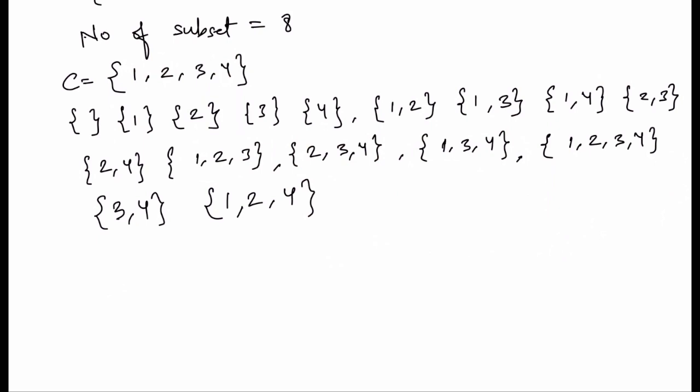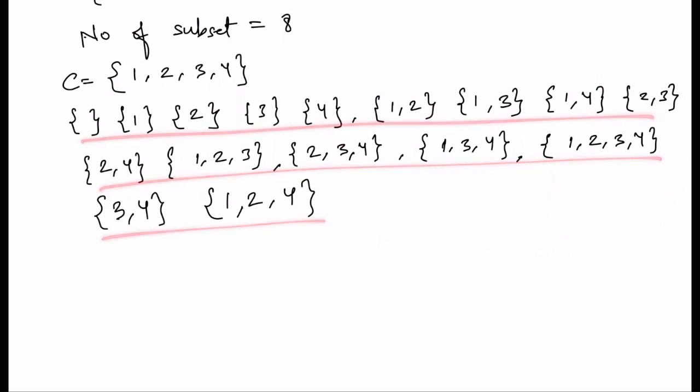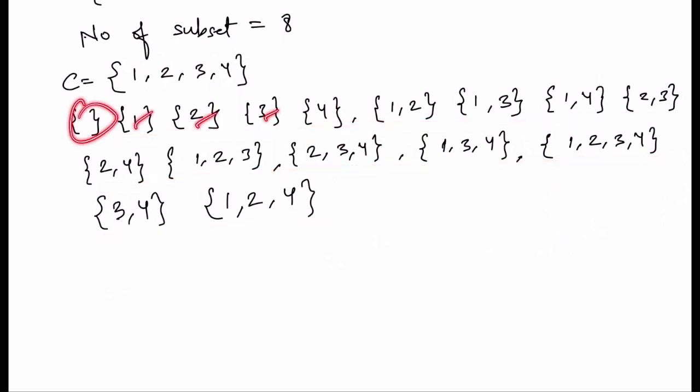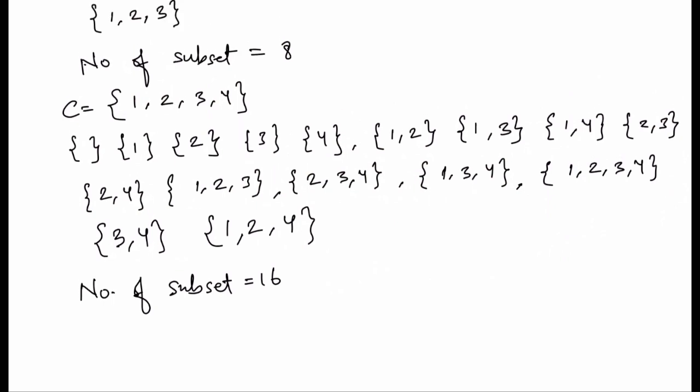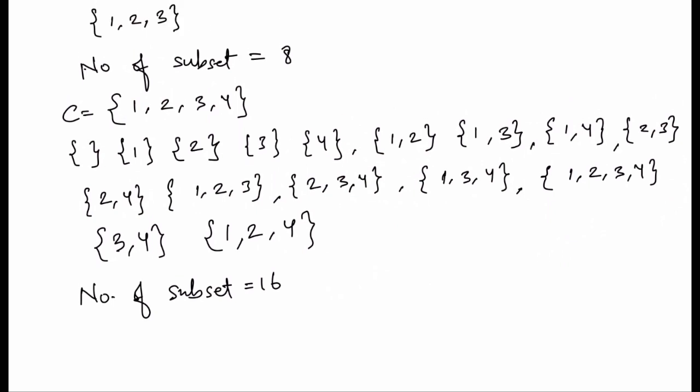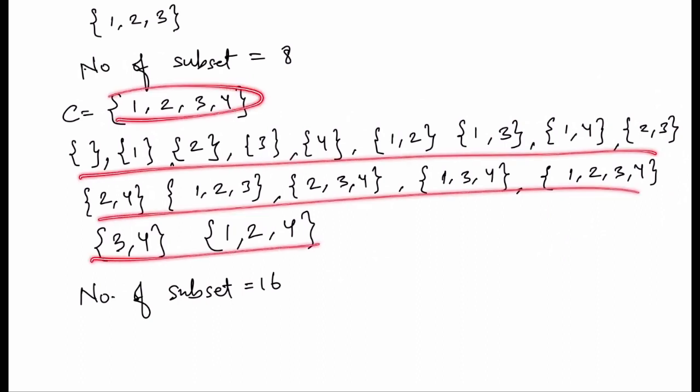If you count it now, there will be 16 subsets. 1, 2, 3, 4, 5, 6, 7, 8, 9, 10, 11, 12, 13, 14, 15, 16. Total number of subsets now is 16. These all are subsets when the set has 4 elements.